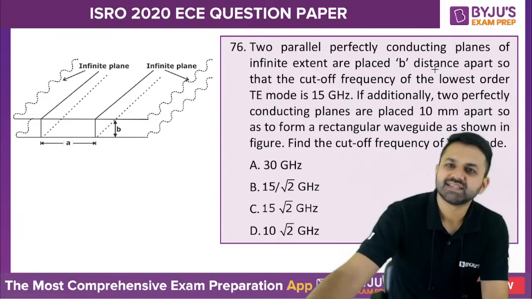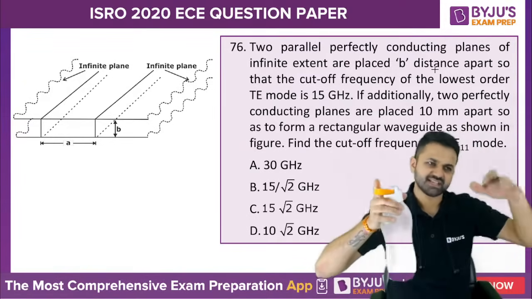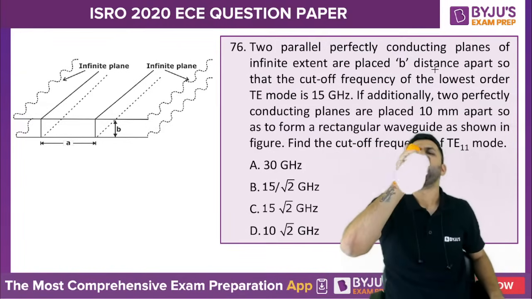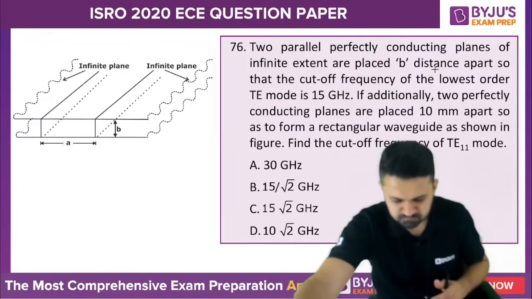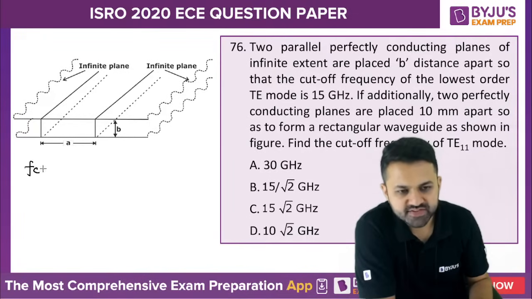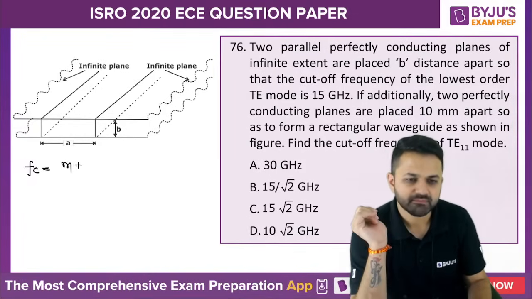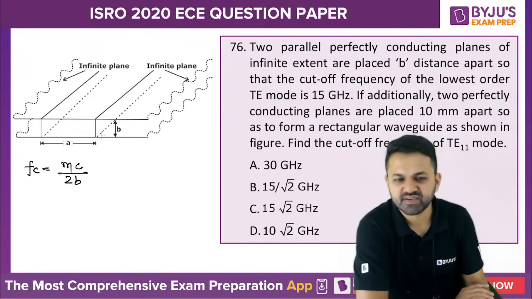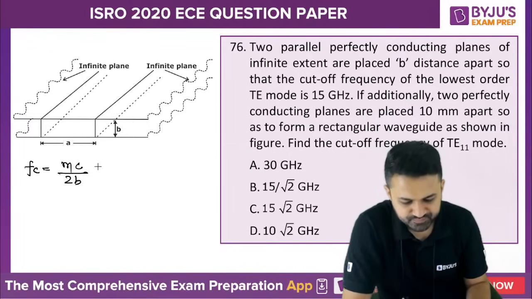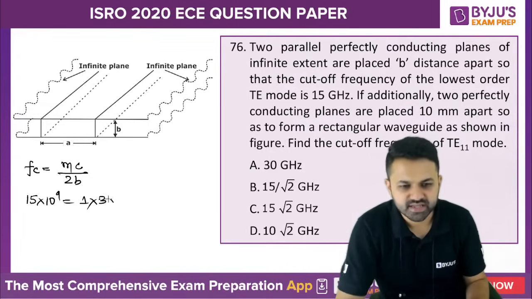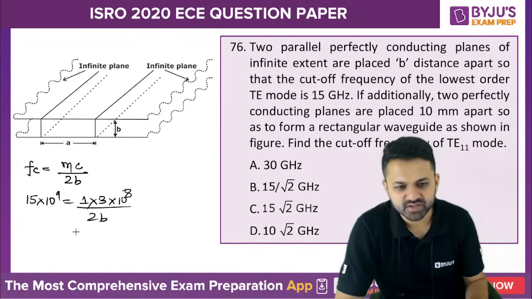For a parallel plate waveguide, only one mode and only one side is there, so we will have to depend on only one side. That is, the cutoff frequency fc is equal to mc upon 2b. The dimension is now given. We have the cutoff frequency for this mode as 15 into 10 to the power 3, m is 1, c is 3 into 10 to the power 8, and 2 into b. So this b we want to calculate.